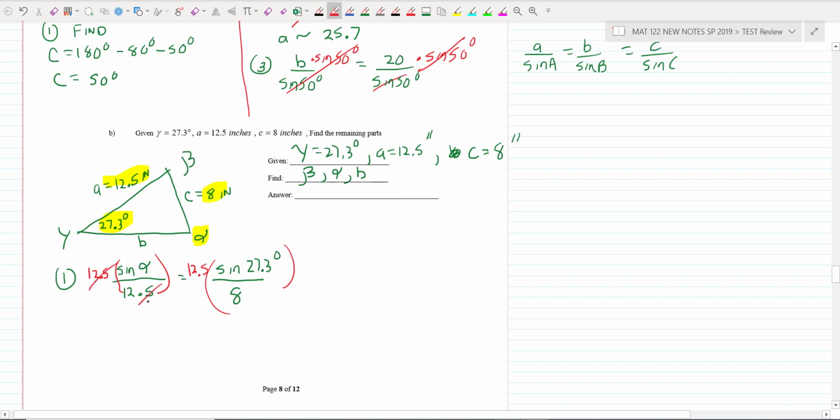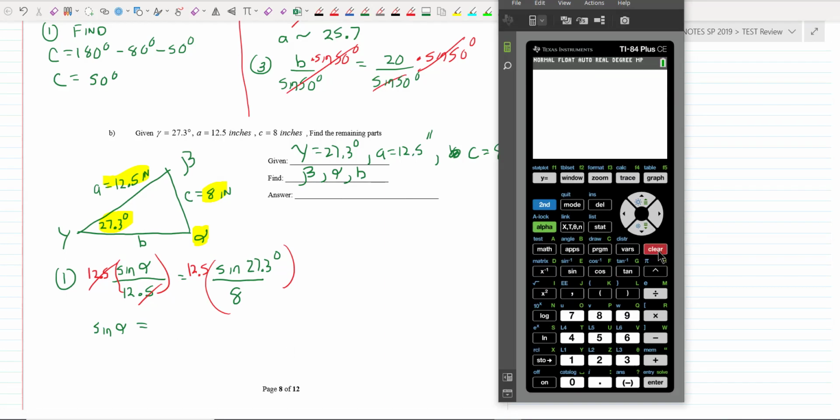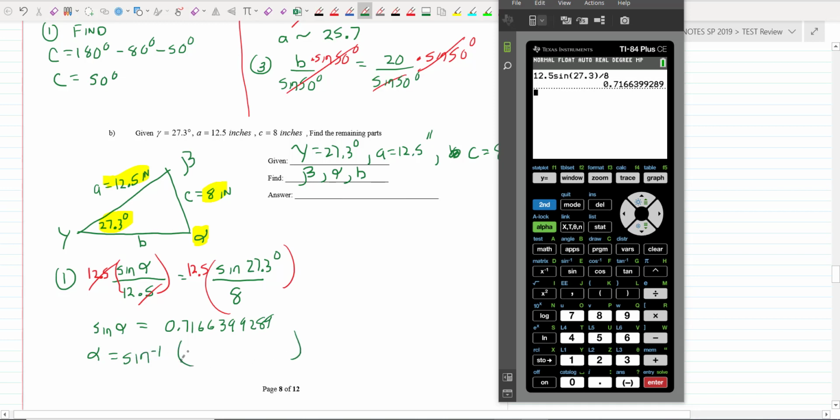Then I'll go to my calculator. Okay, so what I'll end up having is sine of alpha. Then I need to go to my calculator to just crunch out this value on the right side. So I would just go 12.5 multiplied by sine of 27.3. Get that established, and then divide by 8. And then that would give this. Okay, then I can just do the inverse sine. And you don't necessarily have to write all this out because you're doing this all on the calculator anyway. So what you're doing is the sine of that number.